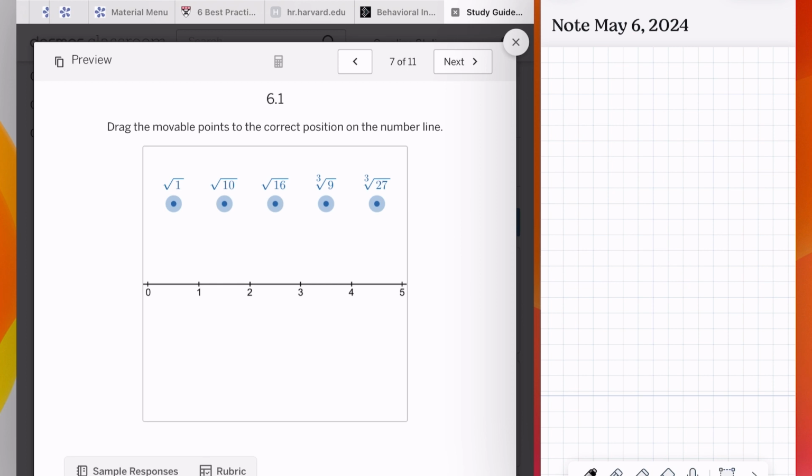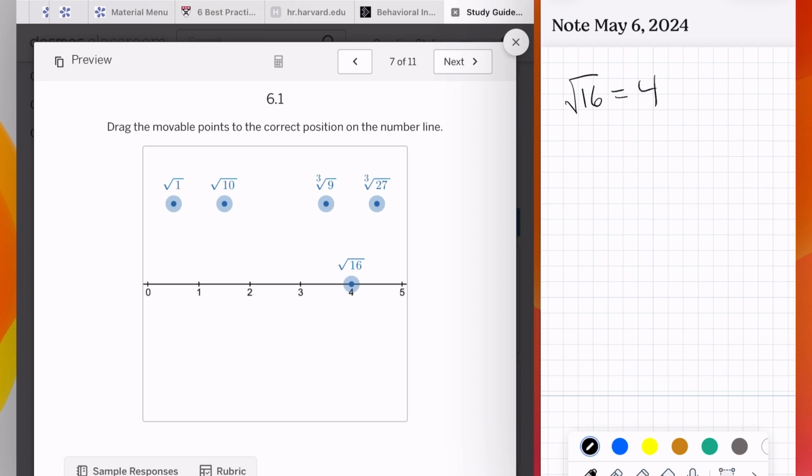So here, let's first look for some clear, easy ones that we know. Okay, so I see the square root of 16, and I know that the square root of 16 is equal to 4, because 4 times 4 is 16. So I'm going to drag that right there.